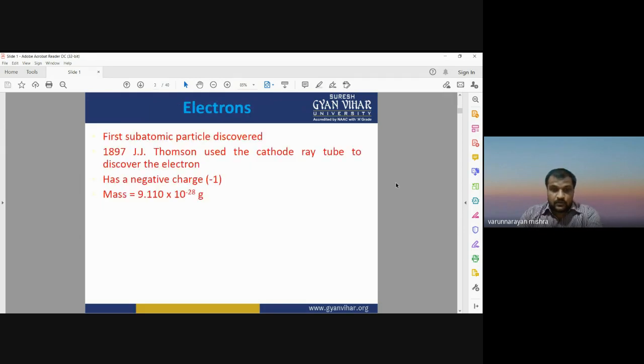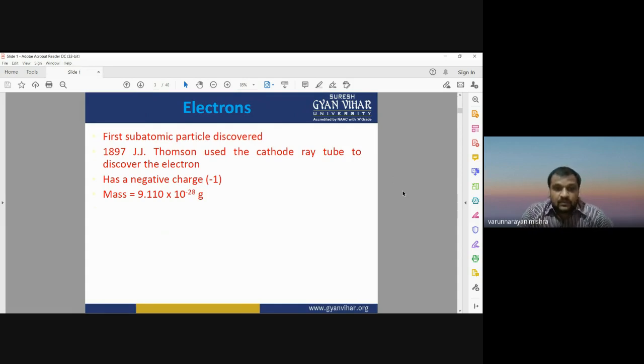Okay, so first, the electron is a subatomic particle first discovered by J.J. Thomson in 1897, and he used the cathode ray tube to discover the electron. They have used the cathode ray tube to discover the electron, and the mass of the electron is 9.1 into 10 to the power of minus 28 gram. It's a negatively charged particle.